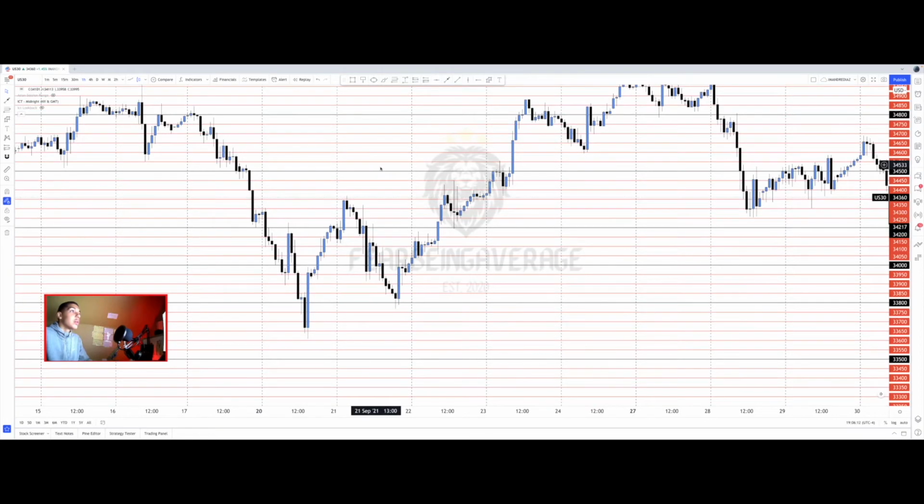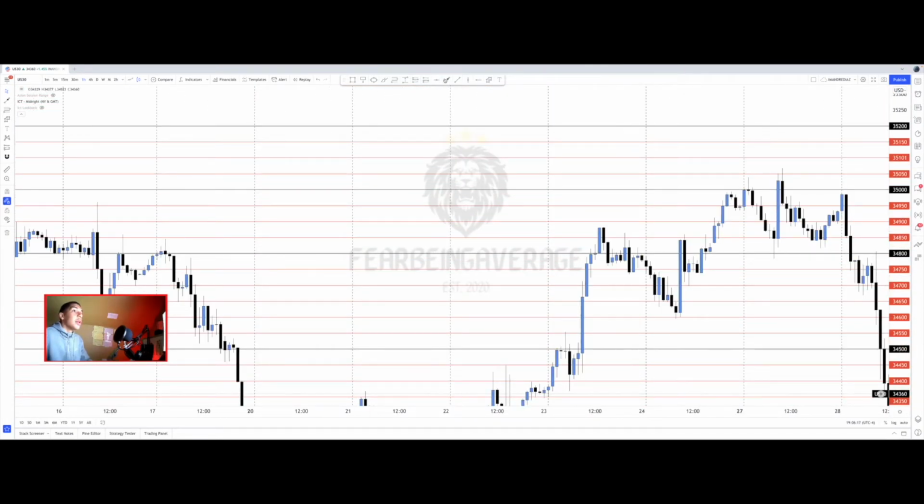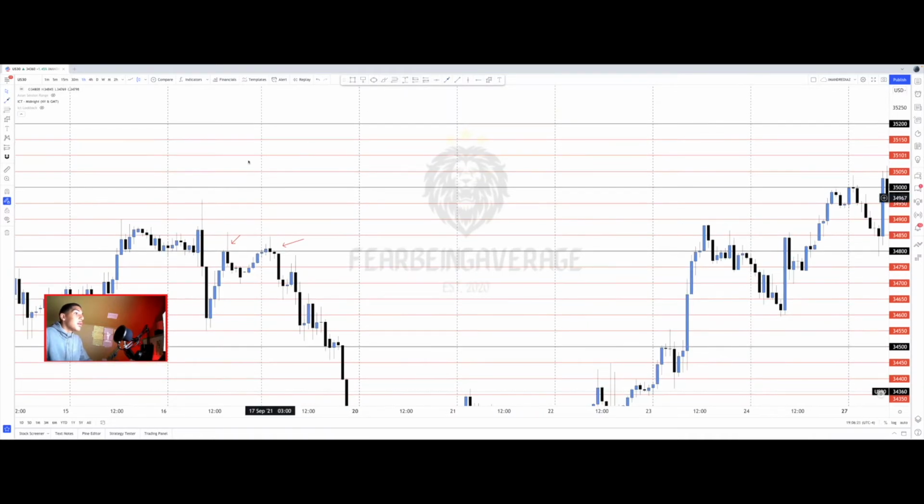I'm going to show you another example of price reacting at a whole number big figure level. Another example I see is right here. You can see price had this reaction, traded from here, fell down, traded back up to this, what level is this? 34,800. We then had a strong wick.